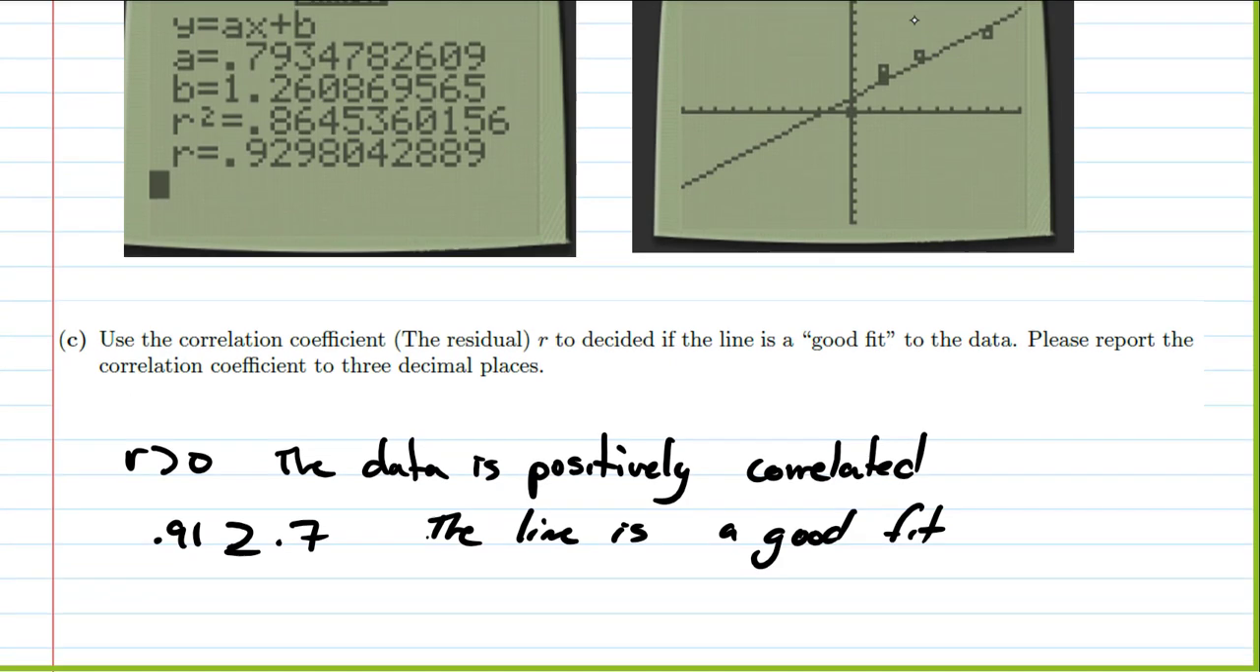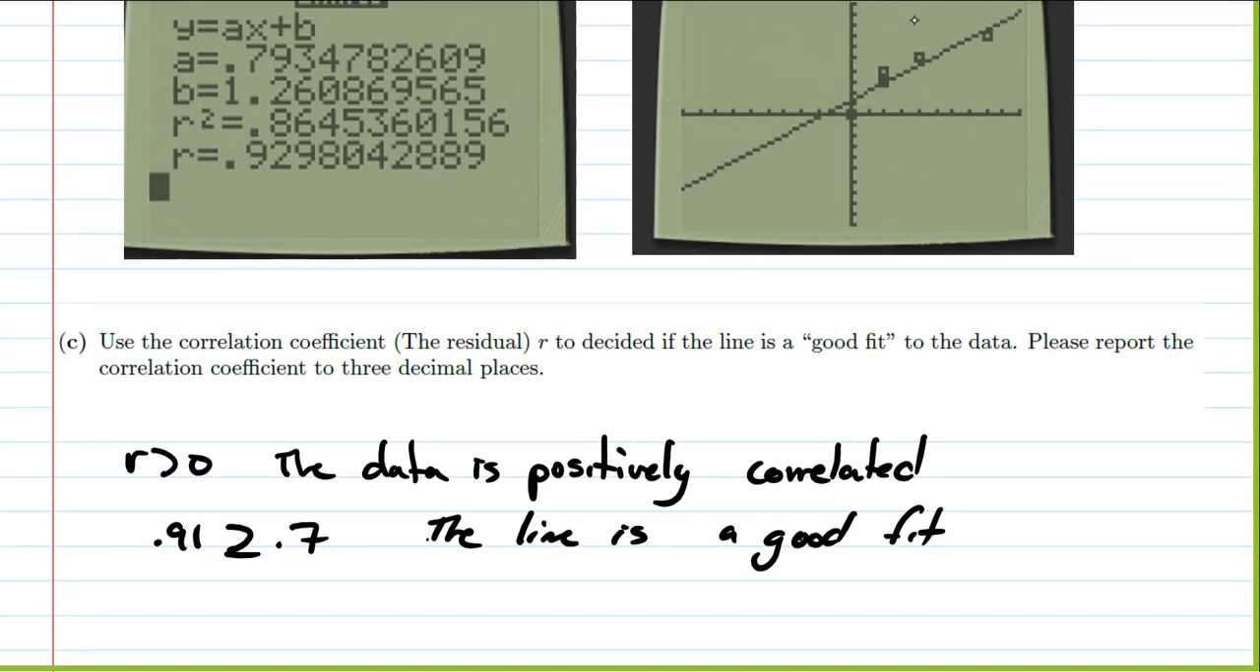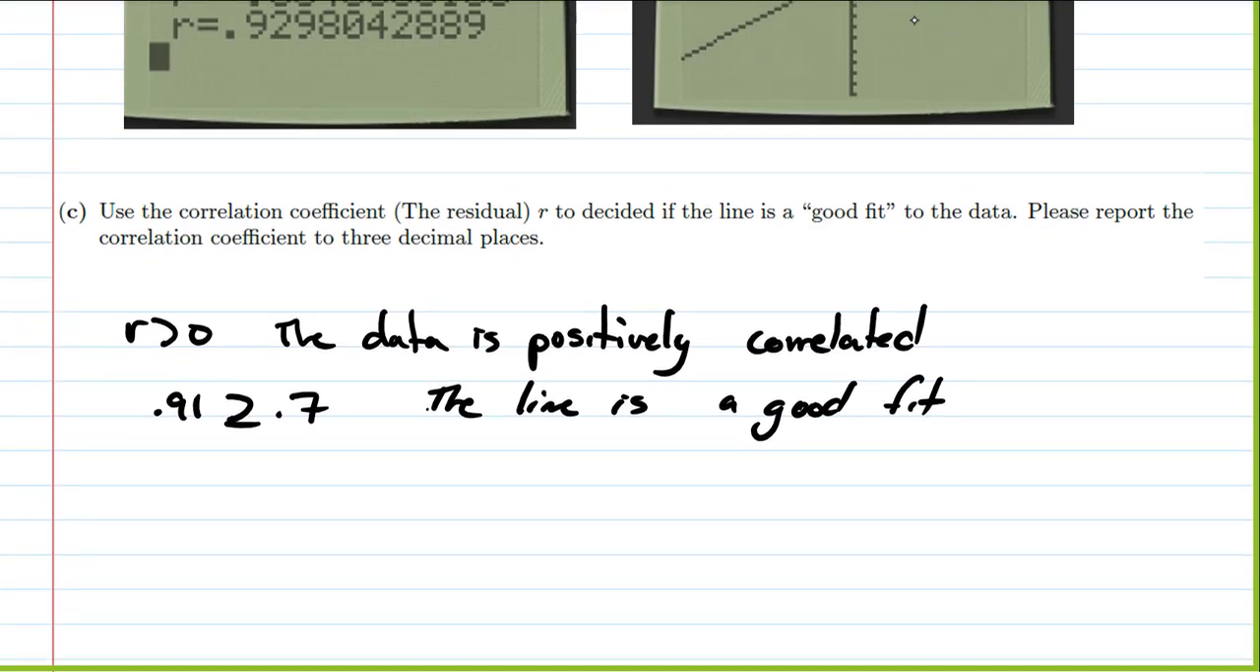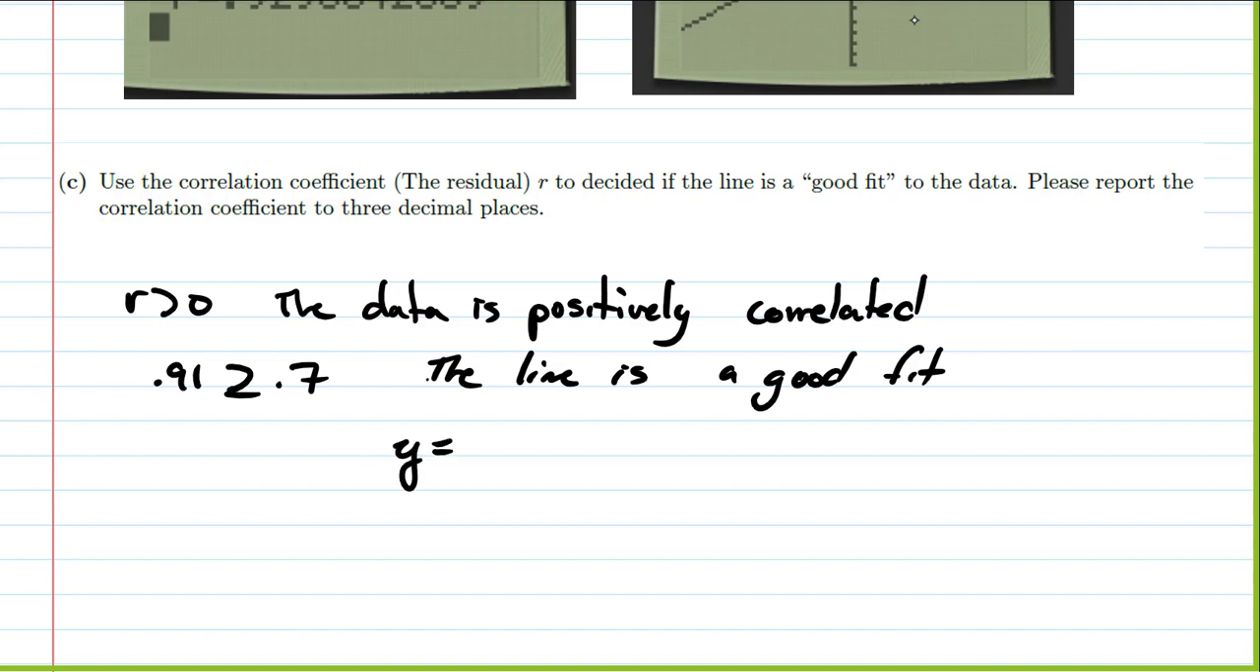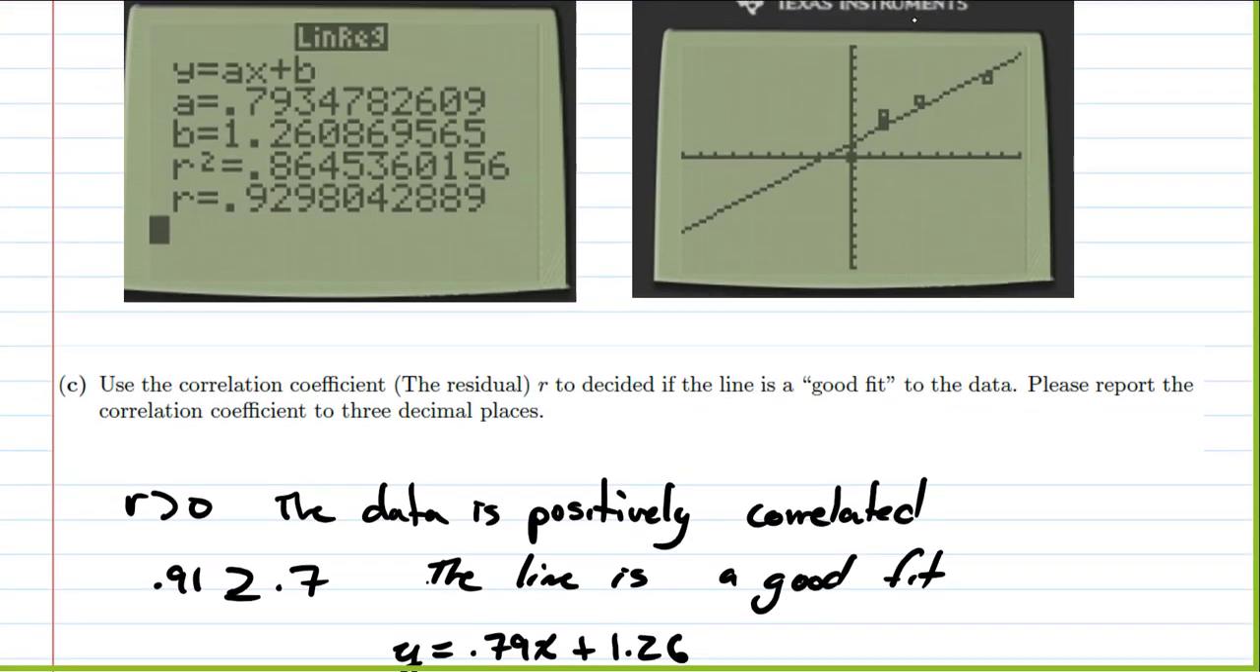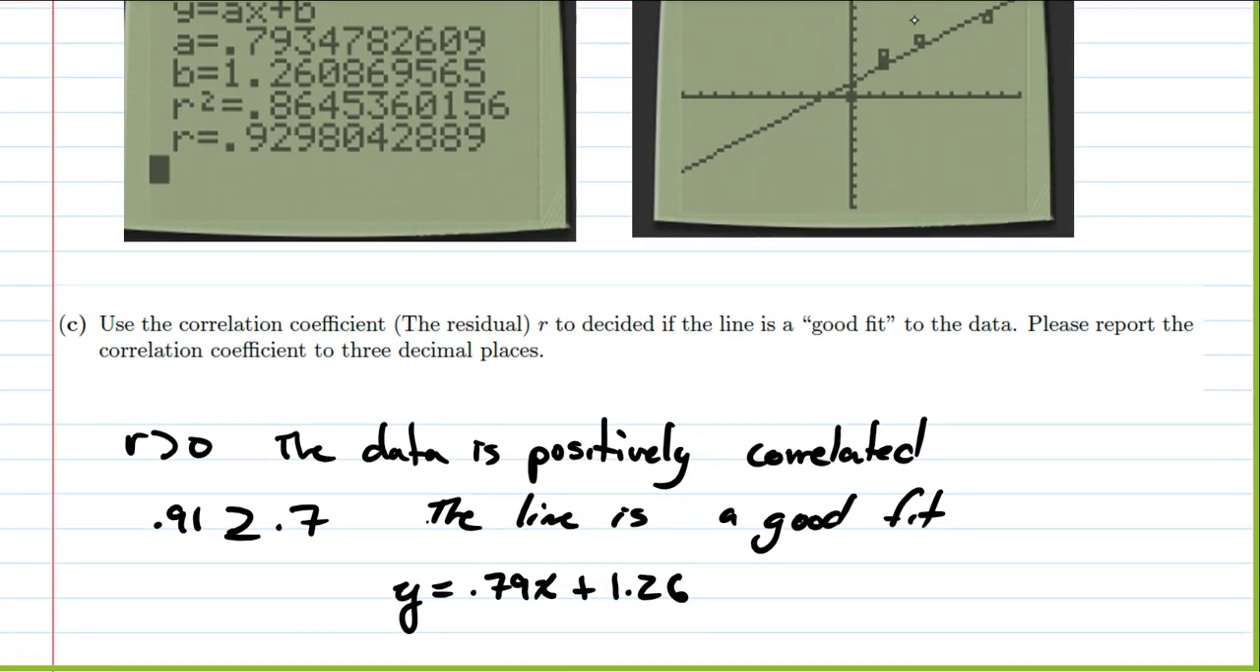And what is the equation of our line? Well, if we round it to 2 decimal places, it says A is 0.79 and B is 1.26. So we have y is equal to 0.79x plus 1.26, approximately, right? We saved the exact value into our calculator, but that is approximately our linear regression. And as our correlation coefficient is 0.92, sorry, I wrote down 0.91, so I'm a crazy person, we would say that the line is a good fit.